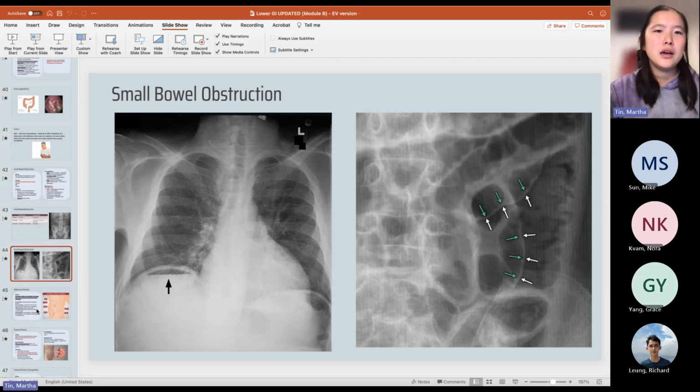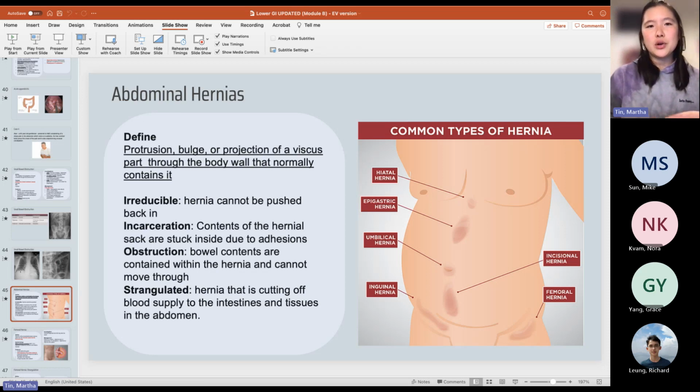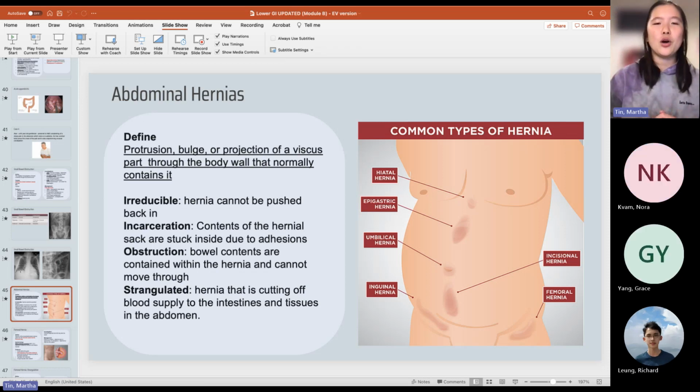Cool. So moving on. Let's talk a little bit about hernias. You'll see the word hernia used quite often in medicine. It basically just means a protrusion or bulge, as it says on the slide, of an organ or part of your viscera that protrudes through a tissue layer or a body wall that normally contains it. So it ends up somewhere that it's not supposed to be.